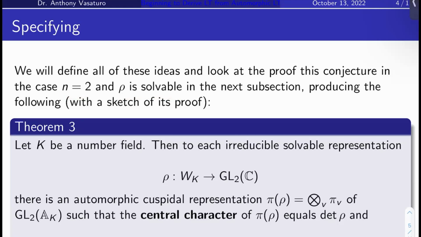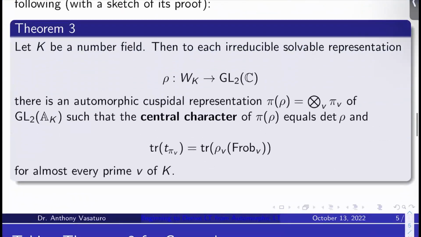So I'm going to spend the next couple of videos setting up some general representation theory. Once we've done all that, we will have produced the following, with a sketch of its proof. We'll call this Theorem 3. And here's what it will say. It's just a specification of the above conjecture.